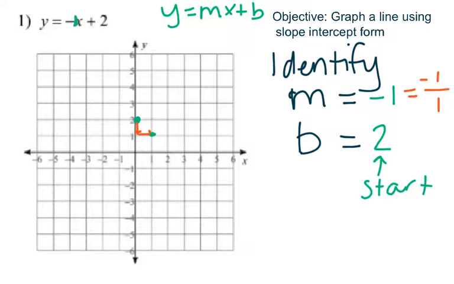We can actually do it again. Down 1, over 1. And then I'm going to put a point there. And then in order to graph this line, we just draw a line through those points that we plotted. And then you have to make sure when you graph a line that you put the arrows at the end, because lines will continue on forever and ever.